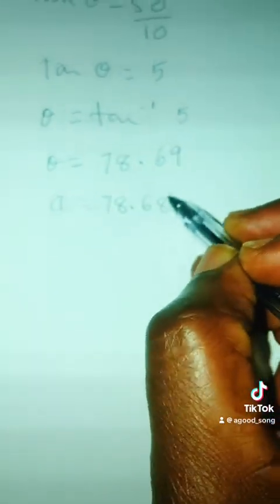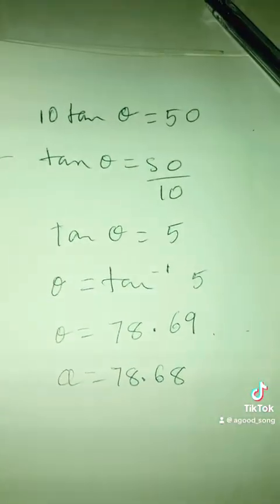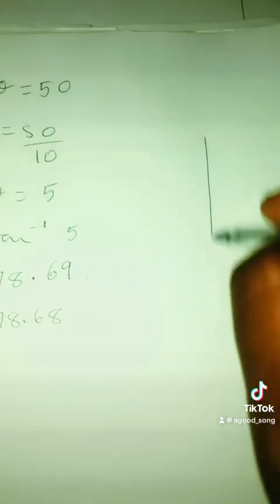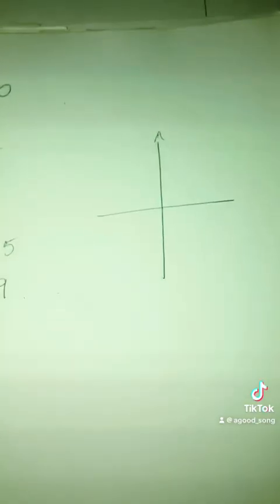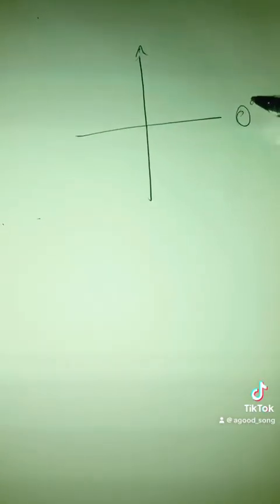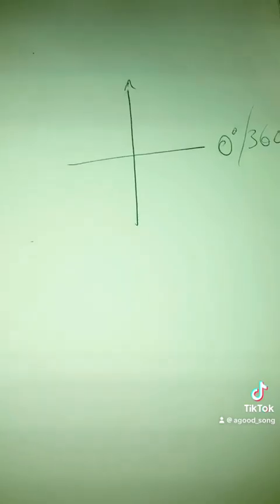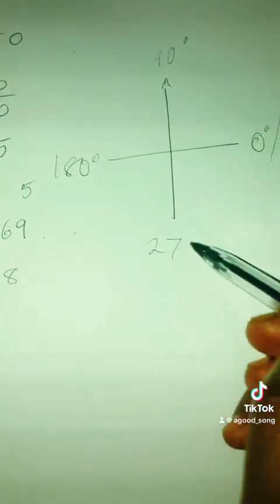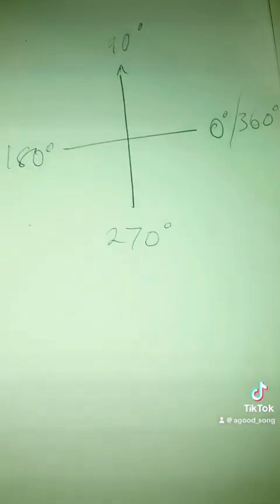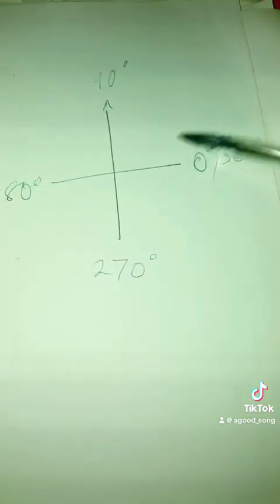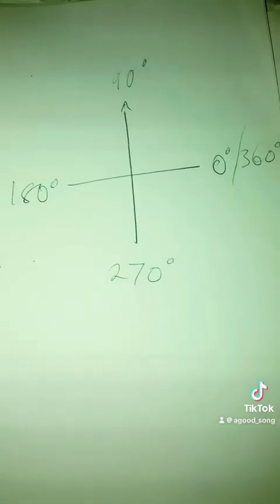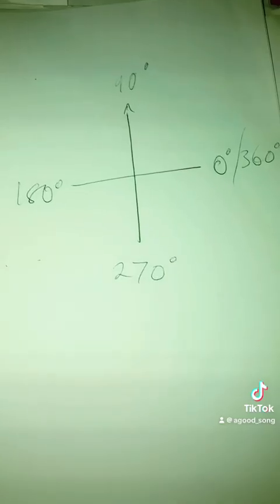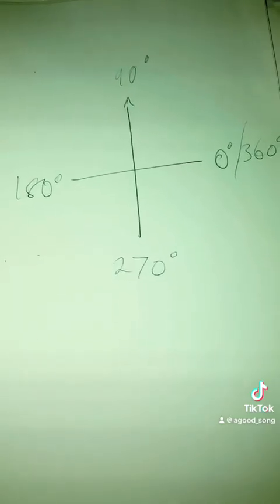Now when you look at the question, we've been asked to find an angle between 0 degrees and 90 degrees. So when you check the Cartesian plane, we have 0 degrees here, which is also 360 degrees. Then we have 90 degrees, 180 degrees, and 270 degrees. Okay, so the angle we want should be in this quadrant. When dealing with a question like this, we look at where tan is negative, where tan is positive, where cos is negative or positive, and where sine is negative or positive.